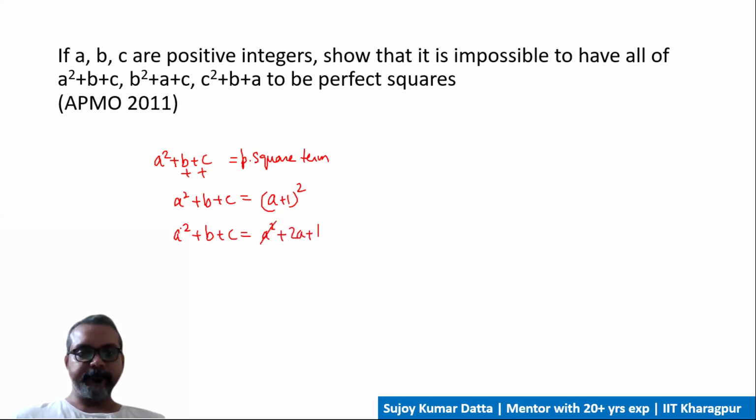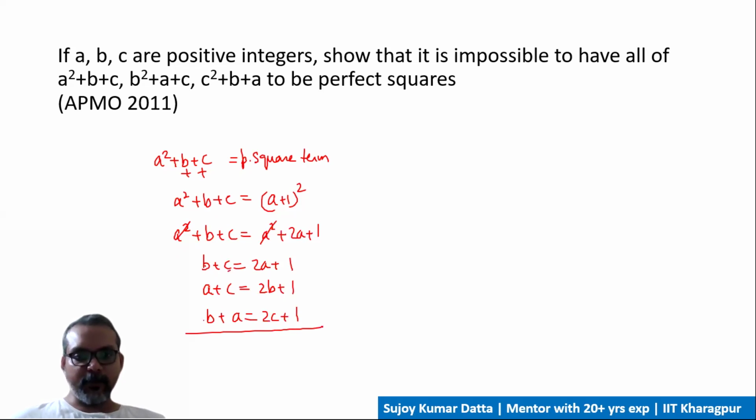That will give us, similarly, the same logic if I use it for the others. And add them, I'm going to get on this side twice of a b c, and on this side I'm going to get twice of a b c plus 3. Now, as I said, this need not be a plus 1 squared, it could be a plus 2 squared. So this number can be greater than or equal to a plus 1 squared.